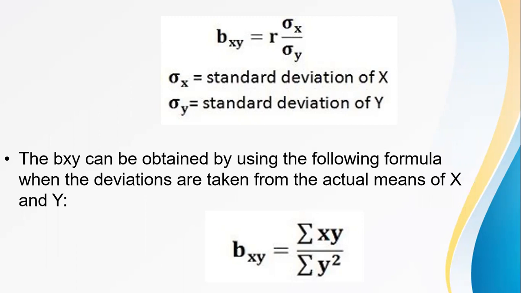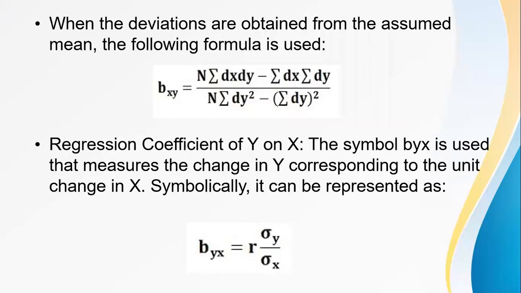The bxy can be obtained by using the following formula when the deviations are taken from the actual means of x and y. Here, bxy equals summation of xy by summation of y square. When the deviations are obtained from the assumed mean, the following formula is used. Bxy is equal to n into summation of dx dy minus summation of dx into summation of dy, by n into summation of dy square minus whole of summation of dy whole square.